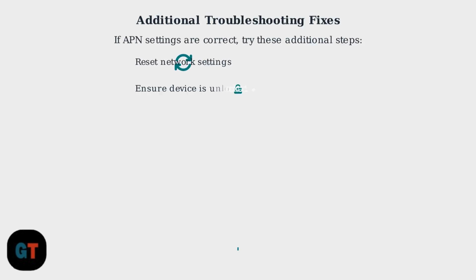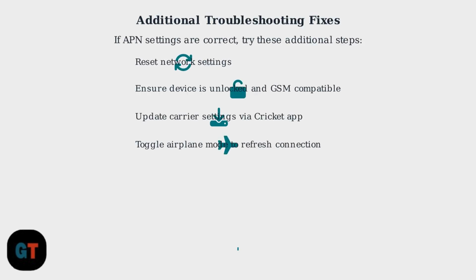If your APN settings are already correct, several additional troubleshooting steps can resolve data issues. First, reset your network settings to clear any corrupted configurations. Second, verify that your device is unlocked and compatible with Cricket's GSM network technology. Third, update your carrier settings through the Cricket app for the latest optimizations. Fourth, toggle airplane mode on and off to refresh your cellular connection.